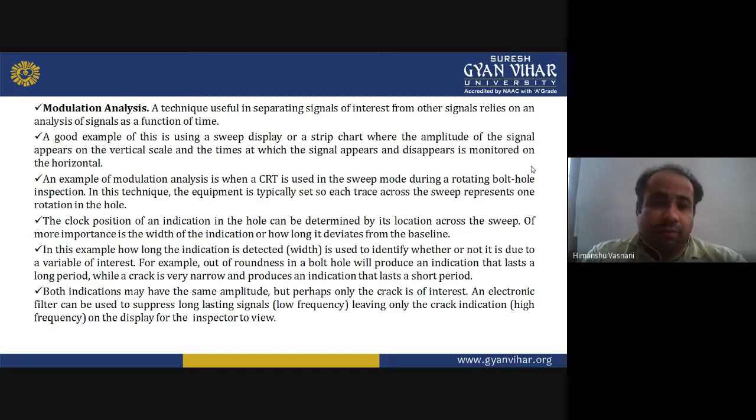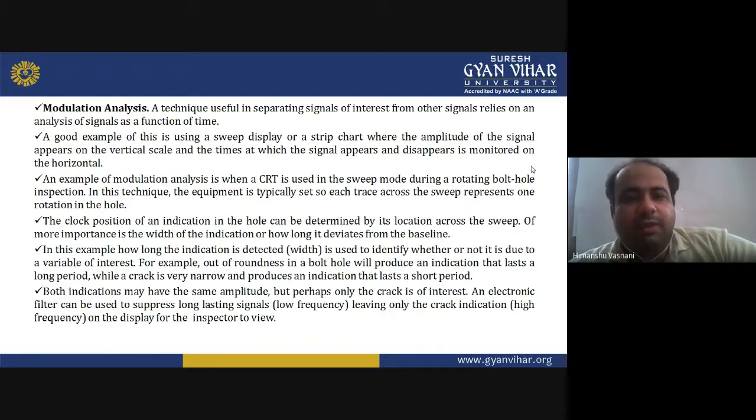An example of modulation analysis is when the CRT is used in the sweep mode during the rotating bolt hole inspection. In this technique, the equipment is typically set so that each trace across the sweep represents one rotation in the hole. The clock position of an indication in the hole can be determined by its location across the sweep. Of more importance is the width of the indication and how long it deviates from the baseline.